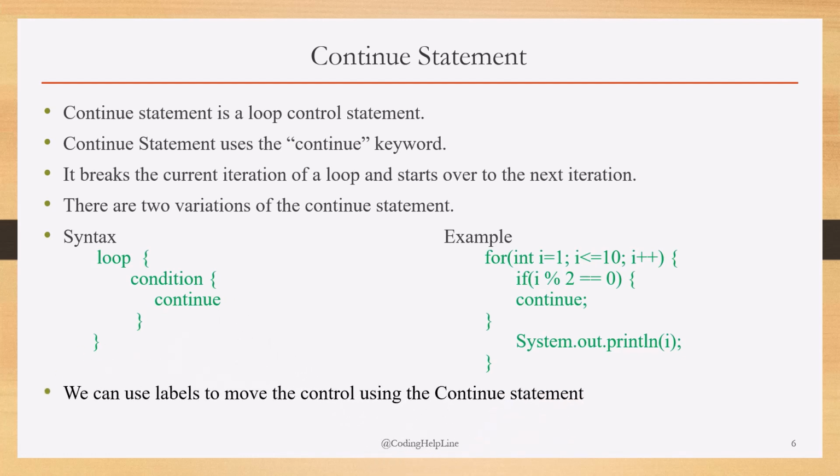So this is the second variation. In the second variation, we can use labels. Labels are a way to place a named location within the program with a colon, and we can move the execution to that particular label by using the continue statement.